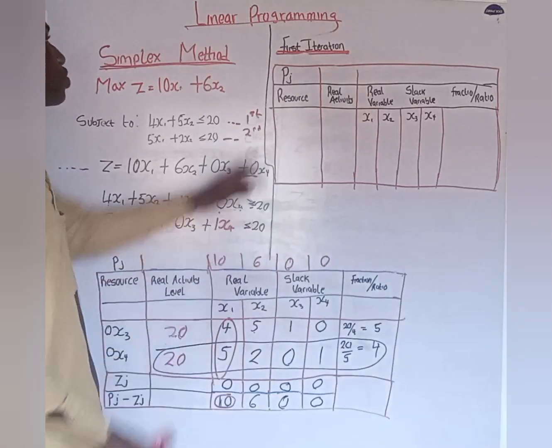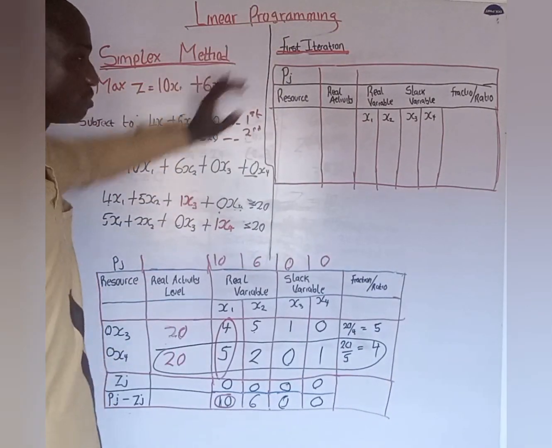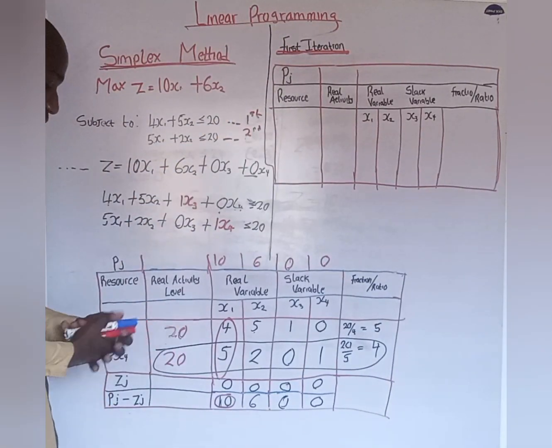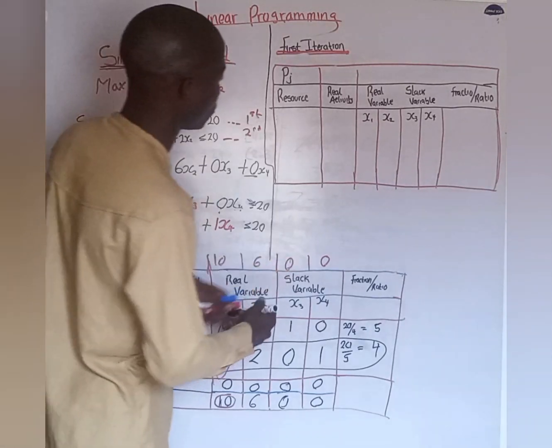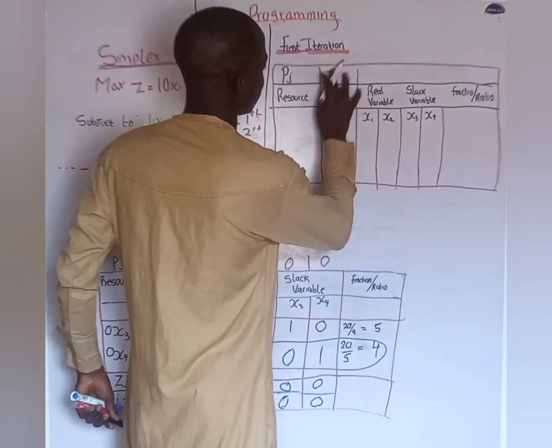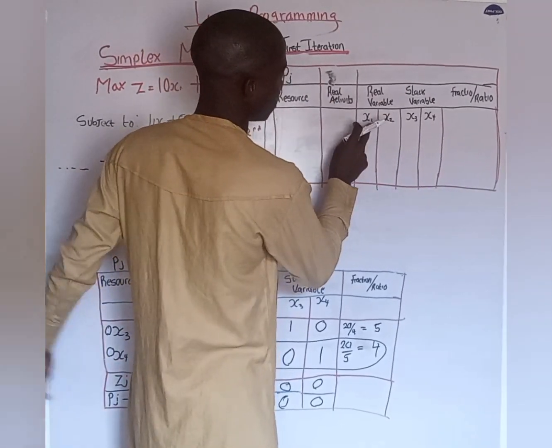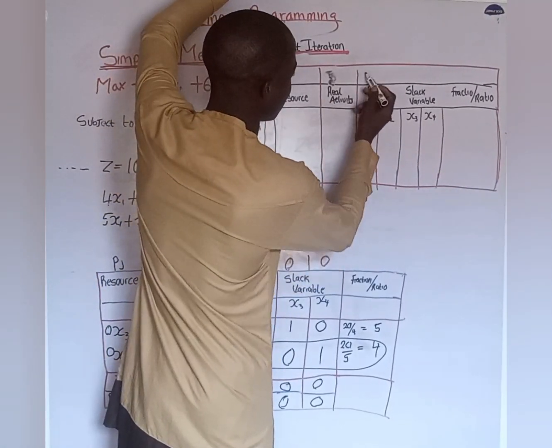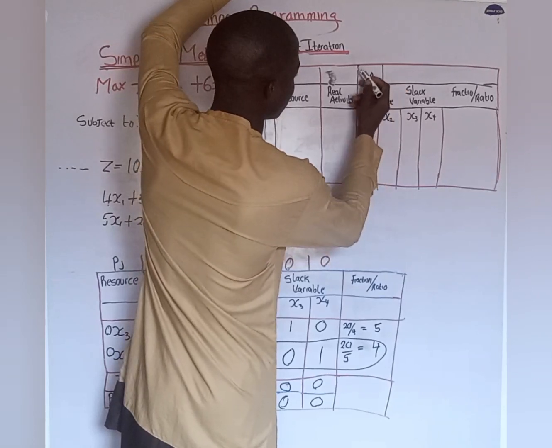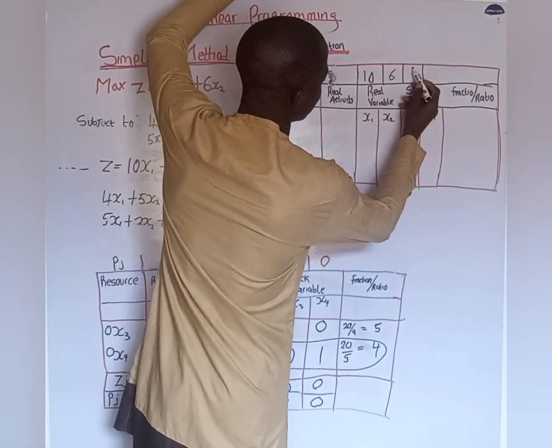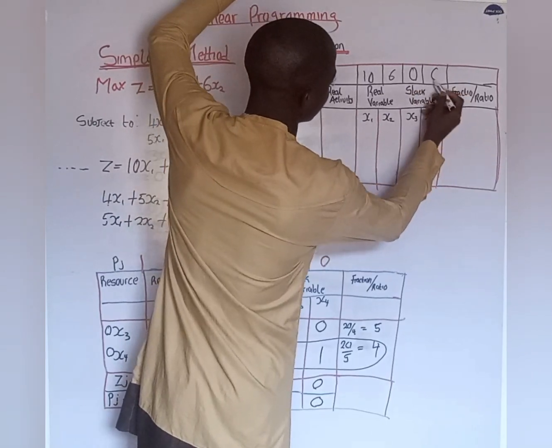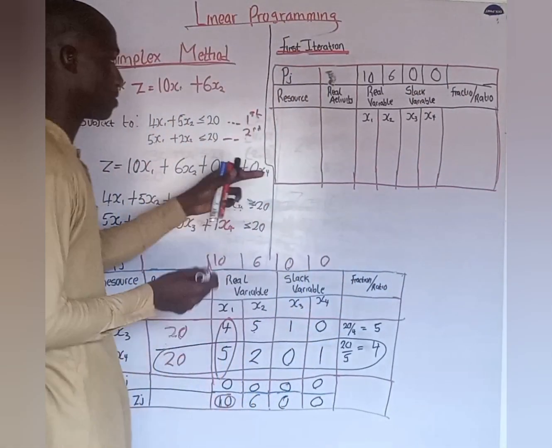After getting my key element, which is 5, I now proceed to my first iteration table. Now I want you to pay attention. Let me start by writing the value of pj. The pj is 10, 6, 0, 0. Under x1, pj is 10, 6, 0, 0. Now I've written the value of my pj.